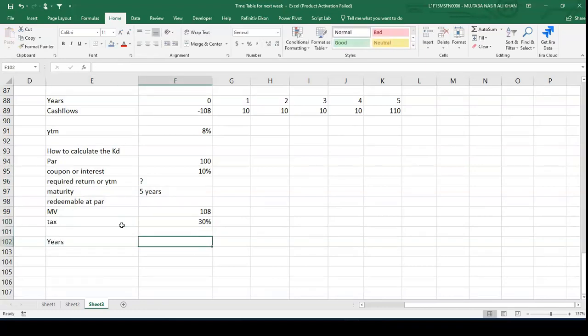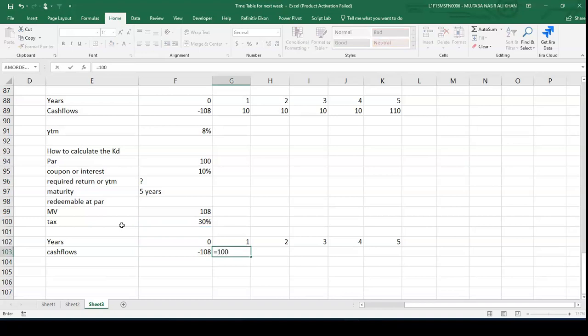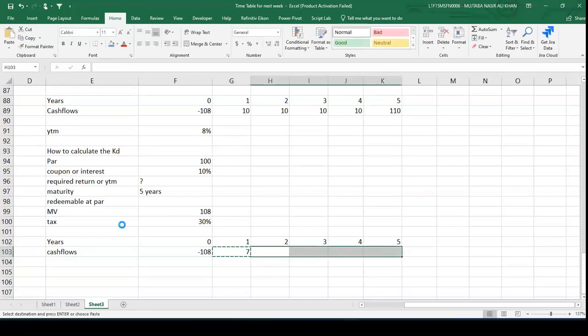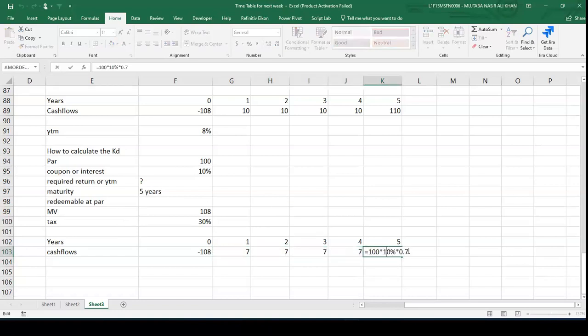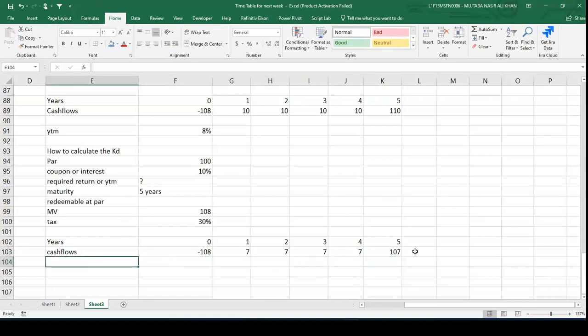Write years 0, 1, 2, 3, 4, 5. Write cash flows. Market value will be a negative number. Now, every year when you are calculating the interest, you will calculate its after-tax value, into 0.7. So instead of receiving 10, it will be 7. And in the last year, you will also receive the par value, plus 100. So now, how to calculate the KD? Simply apply the IRR formula.